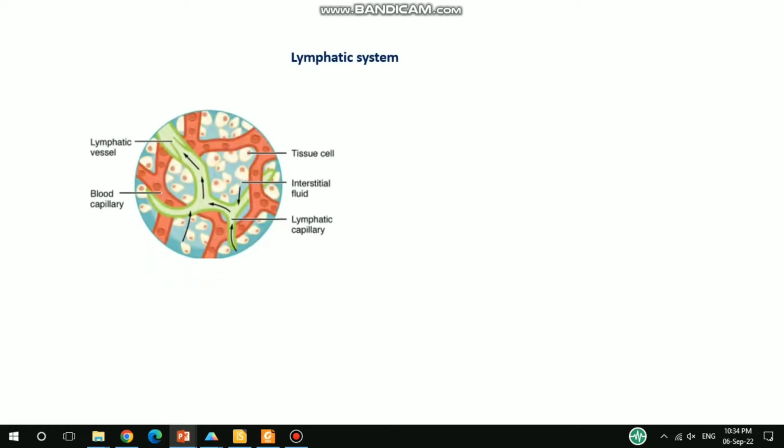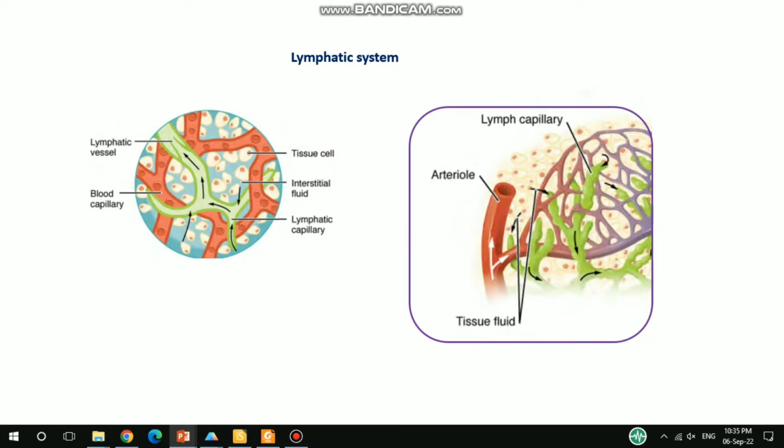So first you have to know what the lymphatic system is. The lymphatic system is basically the system of vessels, cells and organs that carries excess fluids to the bloodstream and filters pathogens from the blood. And lymph flows through lymph capillaries and lymph vessels. These lymph capillaries open up in the interstitial space. The interstitial space is the space in between tissues.